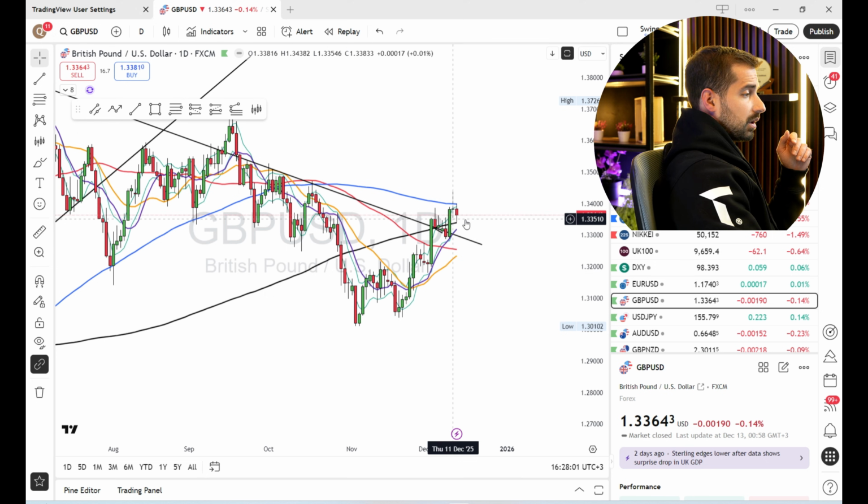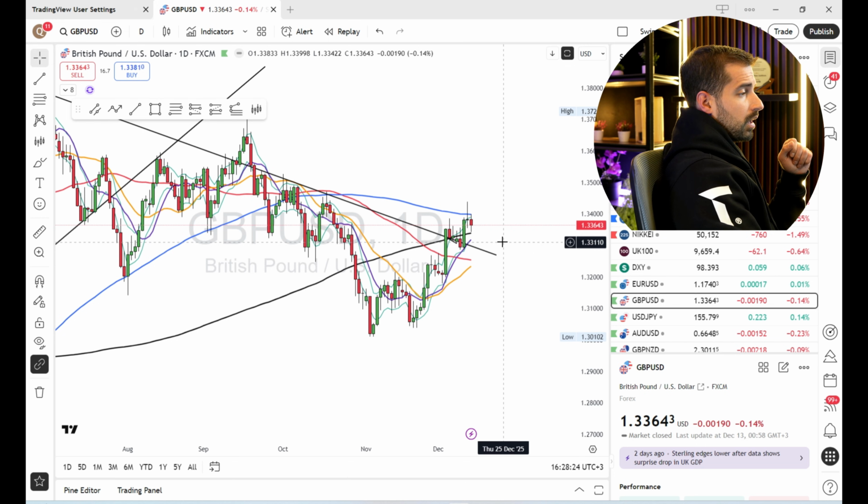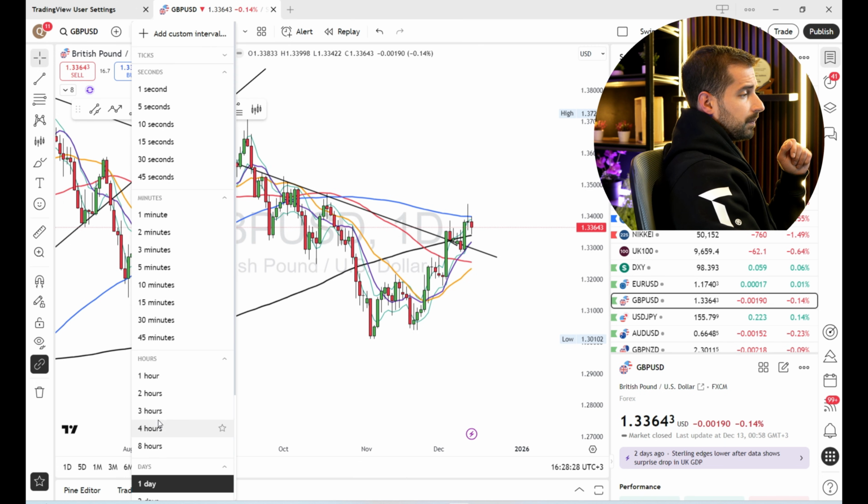So this close here, that's what we get from the technicals. We saw a rejection from the 126-day moving average, and we saw a bearish closing last Friday. So if we continue this weakness, it aligns perfectly with the Bank of England interest rate decision coming this Thursday. Okay, so that's it for GBP USD.